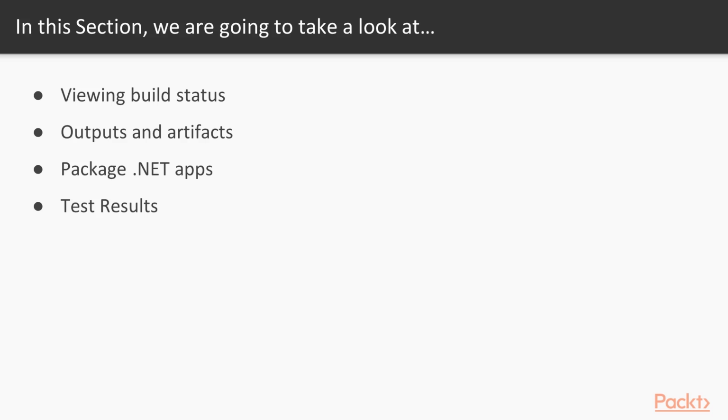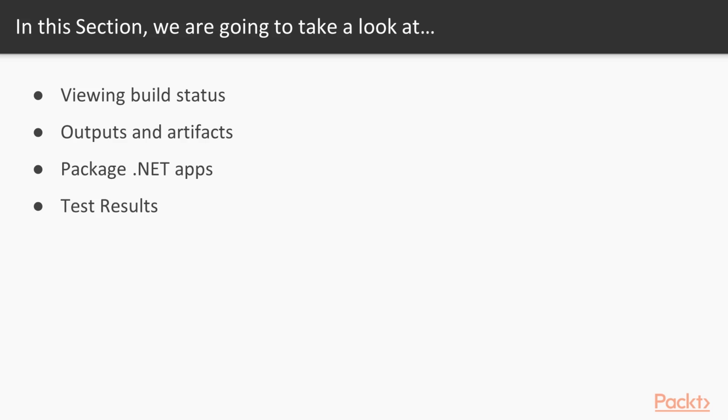Then we're going to talk about the outputs and artifacts from the build. So the build creates artifacts and can push outputs out. So if you need values like connection strings or something like that, you can get values pushed out of the build during the build time. And so we'll look at that.